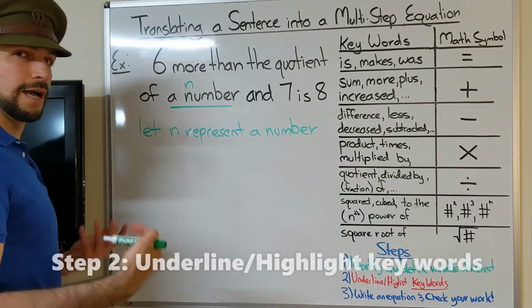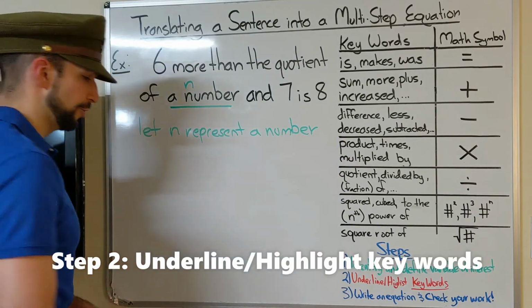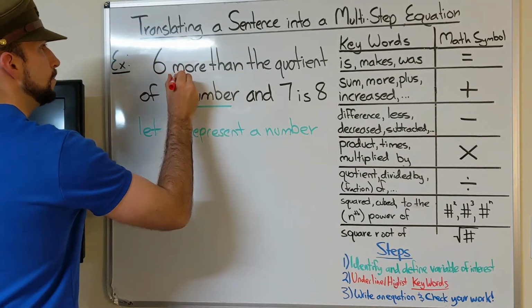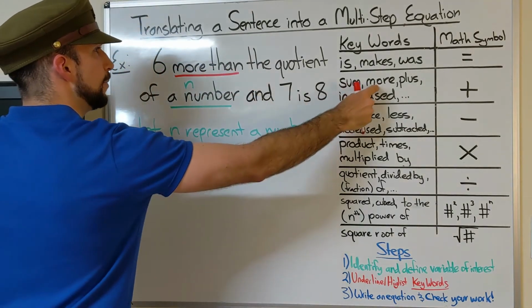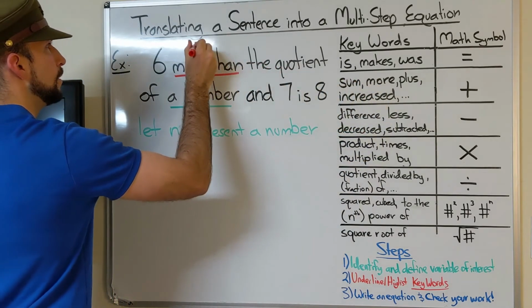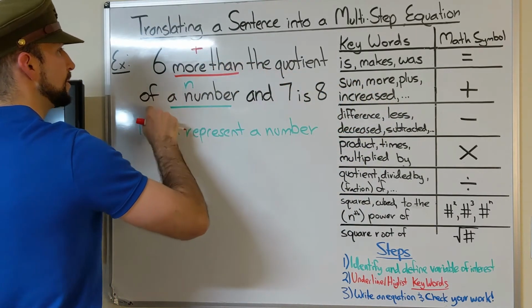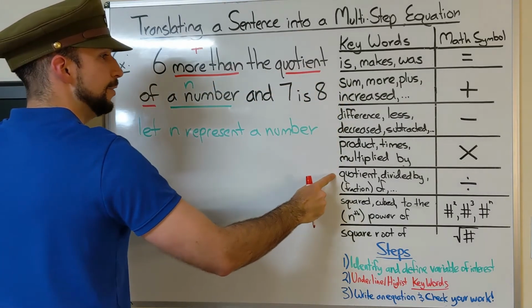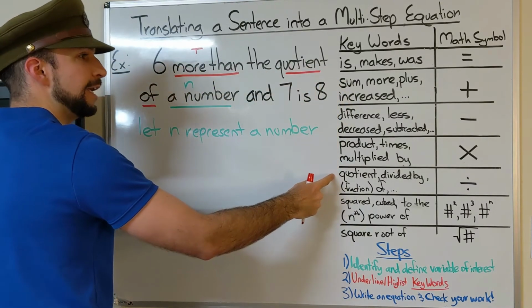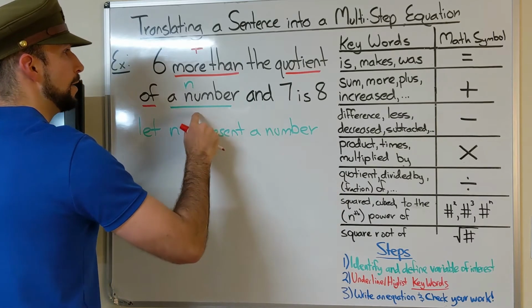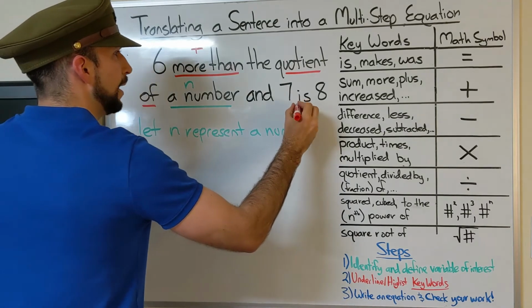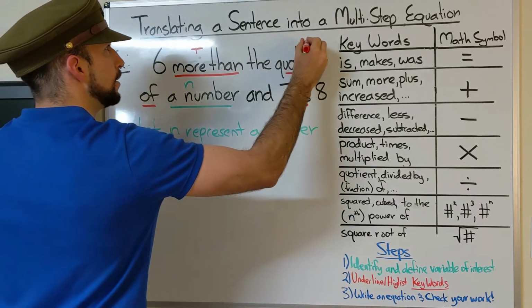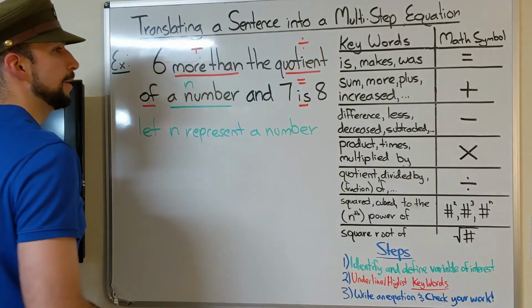Our next step is to highlight or underline important information. More than is a phrase that's going to mean addition. The quotient of, we see that's a new one for us in the series, but it means division. A number and 7 is 8. So we see addition, division, and equality.